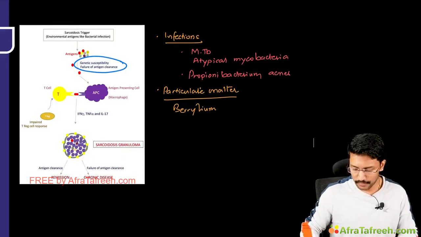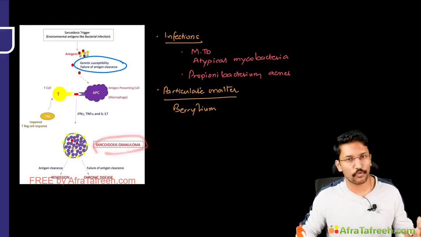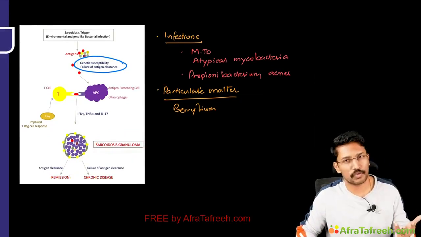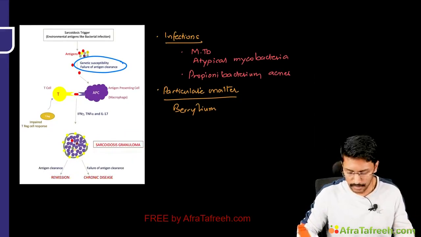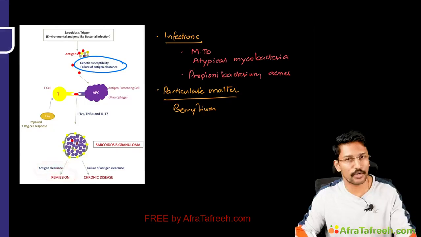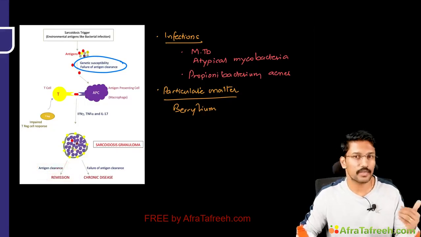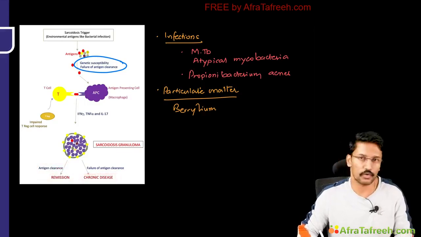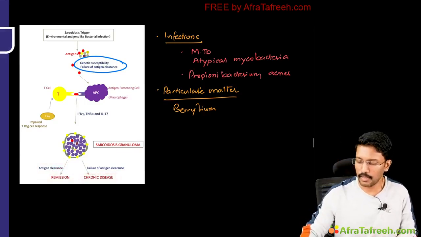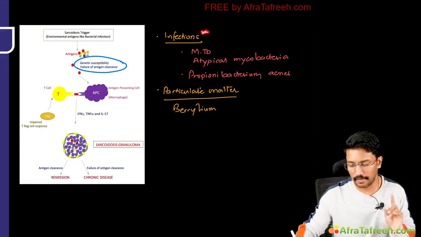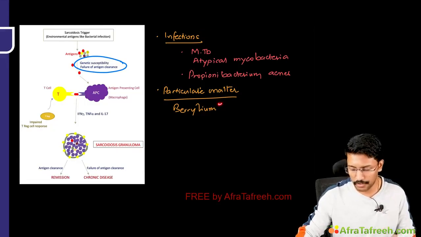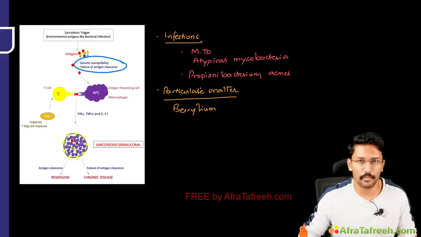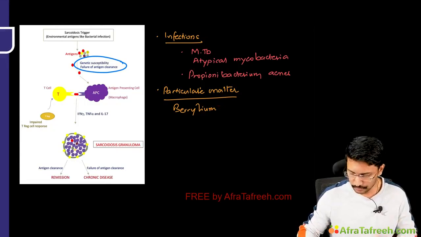Now this can happen as an acute form also, and if there is a good immune response from the patient side, then there may be antigen clearance and the patient might go into remission. Or in some patients where the antigen clearance fails to happen, they can go on to develop chronic sarcoidosis. So mainly what can be asked, they will mostly ask which infections are implicated and which metal toxin has been implicated. That's it about the pathogenesis.